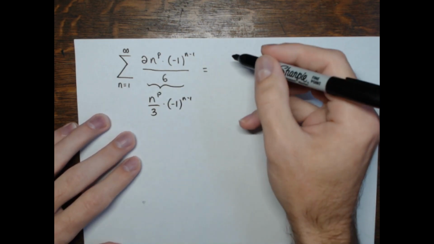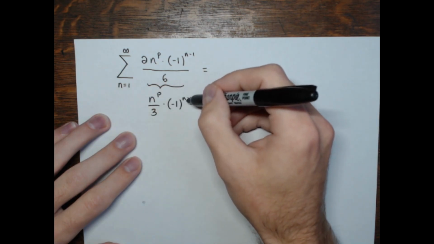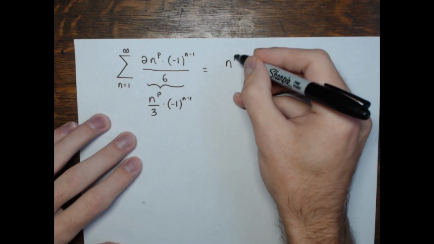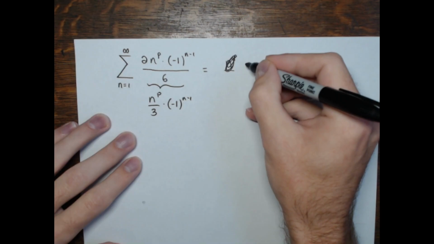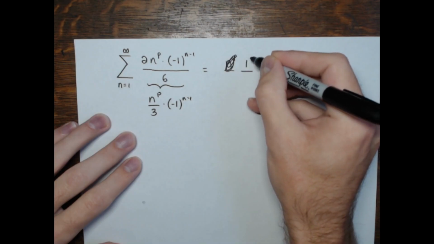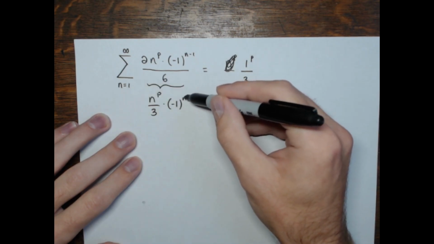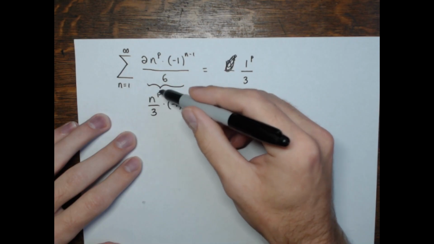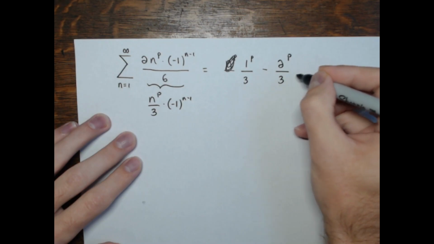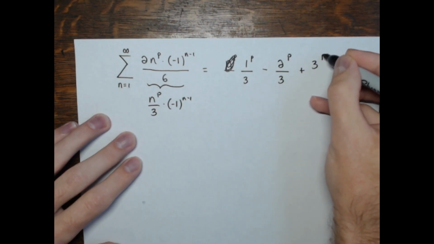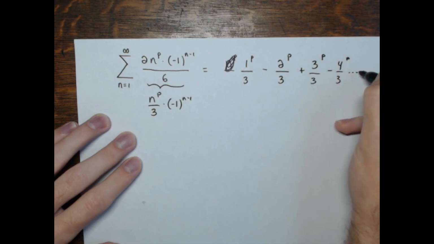All right, so this is definitely alternating, right? When n equals 1, (-1) to the 0, that'd be just 1 to the p over 3. So 1 to the p over 3, and when n equals 2, this will be (-1) to the first, which would be -1, so it's a minus 2 to the p over 3, and plus 3 to the p over 3, minus 4 to the p over 3, and so on.